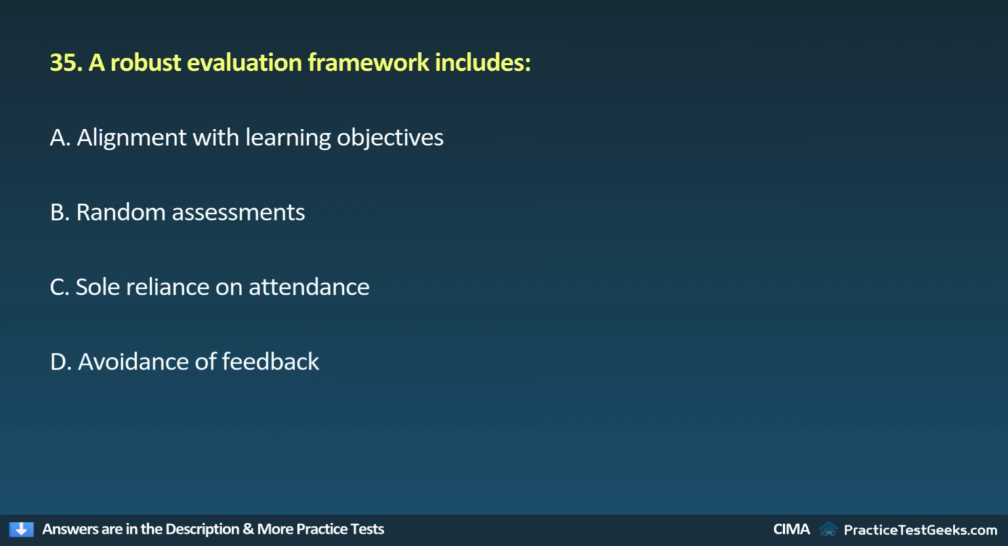35. A robust evaluation framework includes A. Alignment with learning objectives. B. Random assessments. C. Sole reliance on attendance. D. Avoidance of feedback.